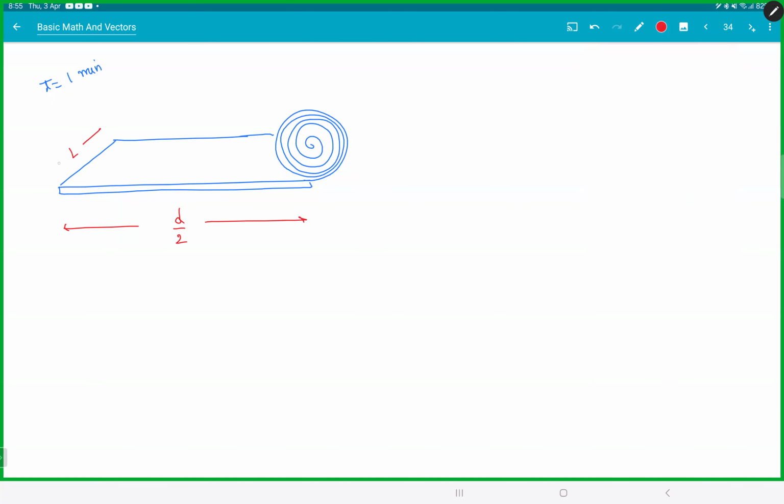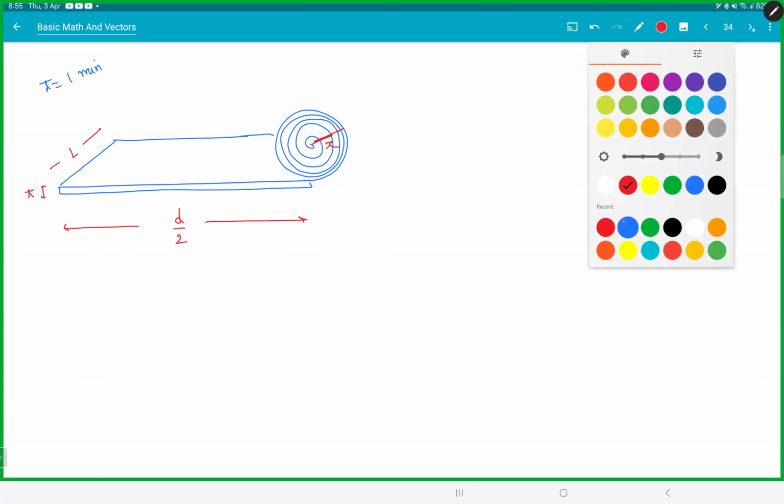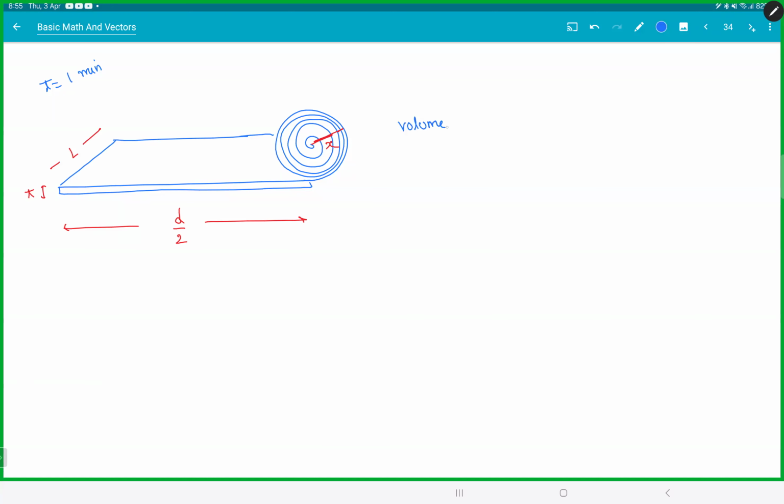This will be length L. This will be thickness t. And this radius is x. So now the volume of this carpet will be, now there are two parts here. The carpet on the floor, which is length L, thickness into d by 2. This is the carpet on floor. Plus we also have the small cylinder left over, which is pi x square into L. This is the carpet which is yet to be unrolled. This is the volume at 1 minute.